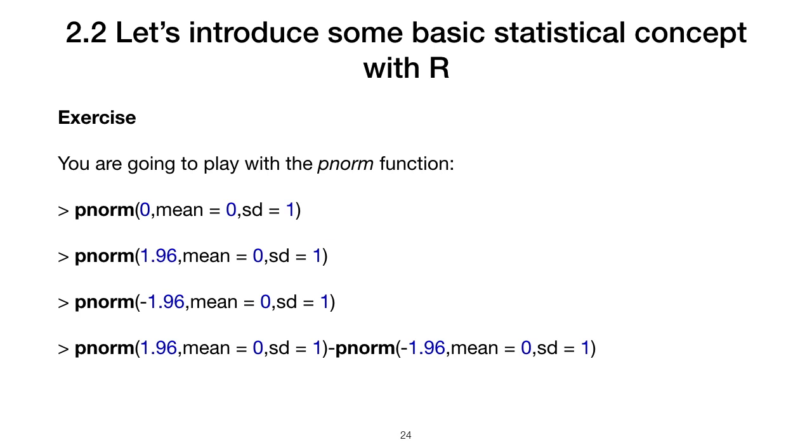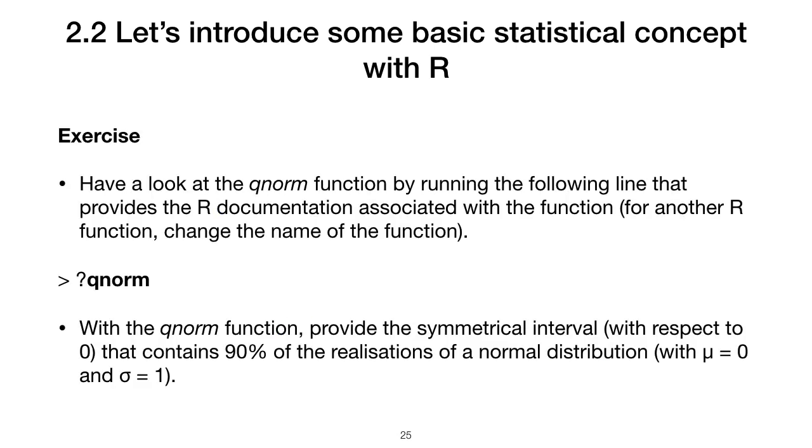below x. Exercise. Have a look at the qnorm function by running the following line that provides the documentation associated with the function. For another function, change the name of the function. With the qnorm function, provide the symmetrical interval, with respect to 0, that contains 90% of the realizations of our normal distribution, with mu equal to 0 and sigma equal to 1.